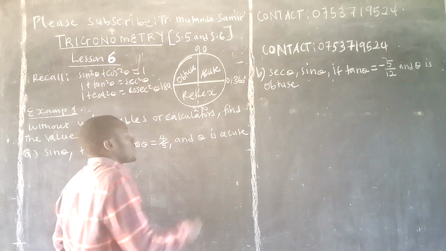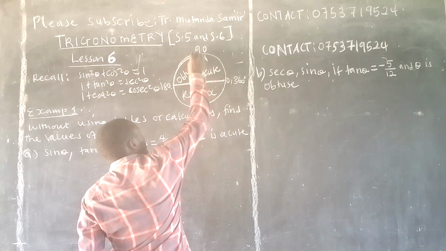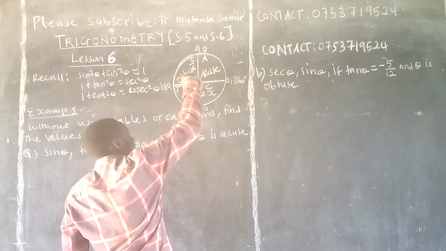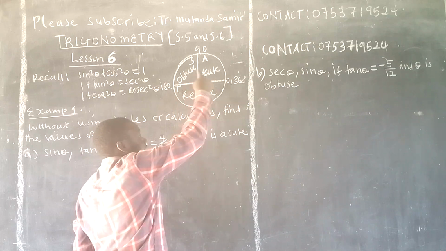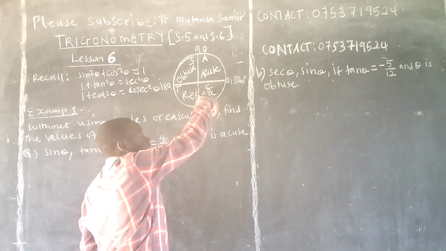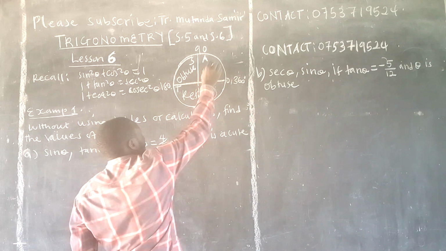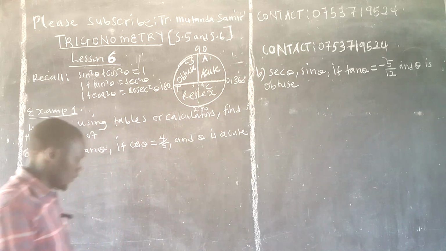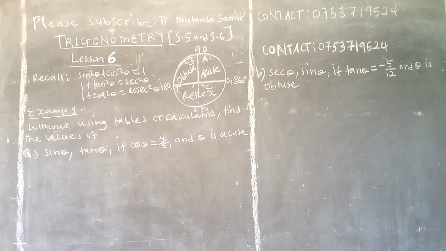Not forgetting, we shall also be applying this, "All Student Teachers Cry", meaning that sine is positive here, the rest are negative. Tan is positive here, the rest are negative. Cos is positive here, the rest are negative. While in the first quadrant, all of them are positive. Okay, so let's now look at this.